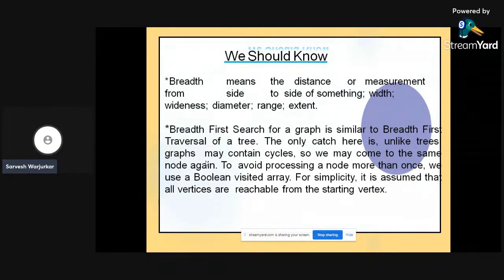Breadth means the distance or the measurement from side to side of something, width or wideness or diameter, or range or extent. Breadth first search for a graph is similar to breadth first traversal of a tree, where we have to visit all the nodes that are connected in that layer or connected adjacently. The only catch is, unlike trees, graphs may contain cycles. So we may come to the same node again. To avoid processing a node more than once, we are using a Boolean visited array. Boolean means if we have visited that particular node, there is no need to revisit that node again.